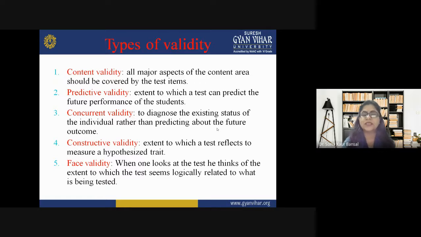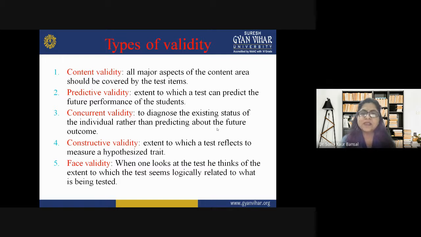That means if I'm saying that this is a science test, then science content must be visible in that test. It should not be like that you are saying this is a science test and the content is something representing social science content. So this has to be taken care of. Now next we are talking about predictive validity.